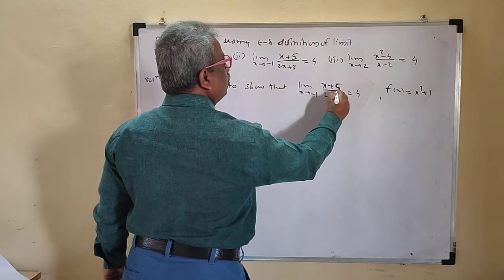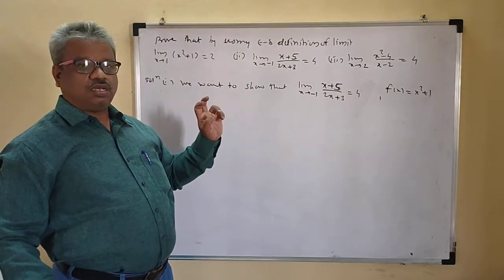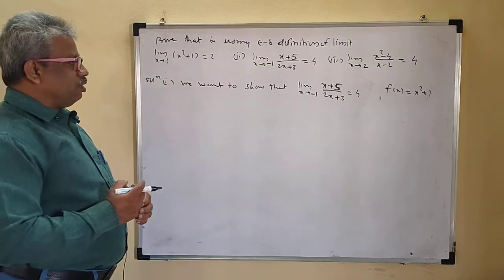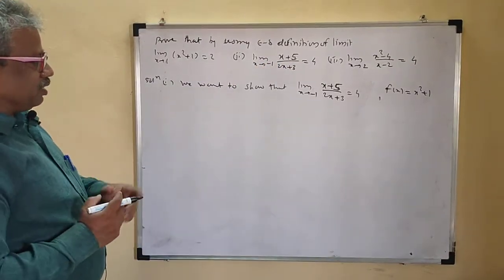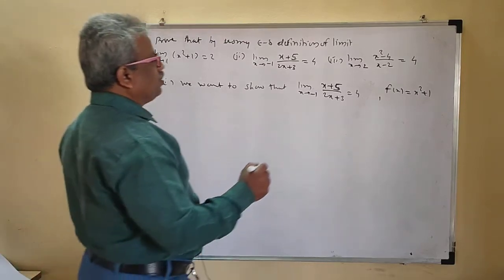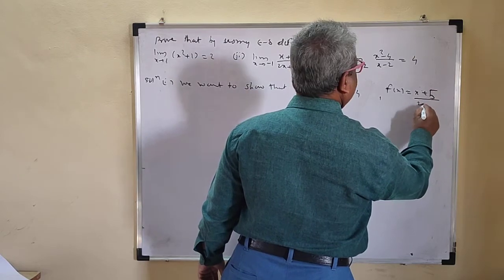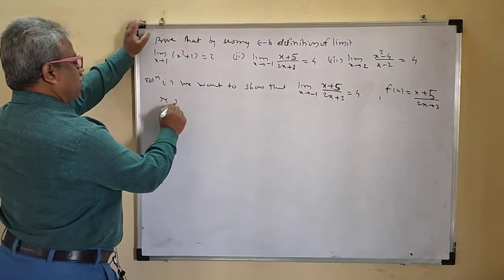Because if you put x equal to minus 1, plus 5 is 4. Now if it is 4, then it will be 3 now. So there is a printing mistake. Okay, no problem. So f of x is x plus 5 upon twice x plus 3. This is your function.